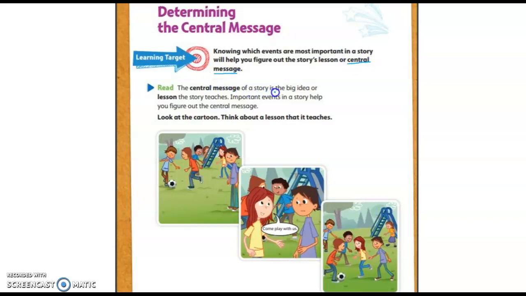The central message of a story is the big idea or lesson the story teaches. Important events in a story help you figure out the central message. So again, I see these words, important events. Those are the key details. Those are the characters' responses.